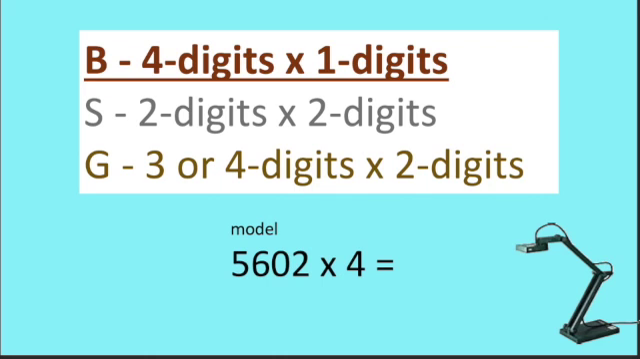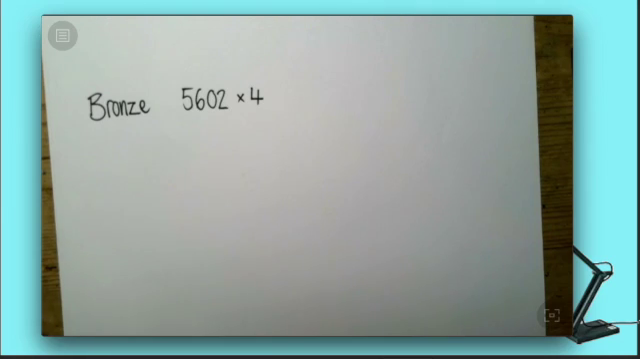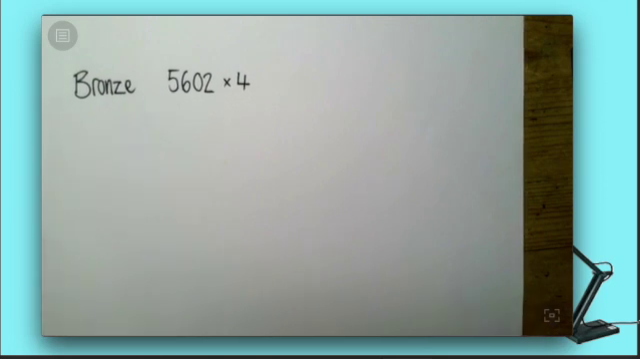Right, bronze today. We are doing 4 digits times 1 digit, so we're building on our knowledge from yesterday. I'm going to go through an example of each one for silver and gold as well, and then you can get started on your questions. So where's my visualizer again? First one, bronze: 4 digits times 1 digit.